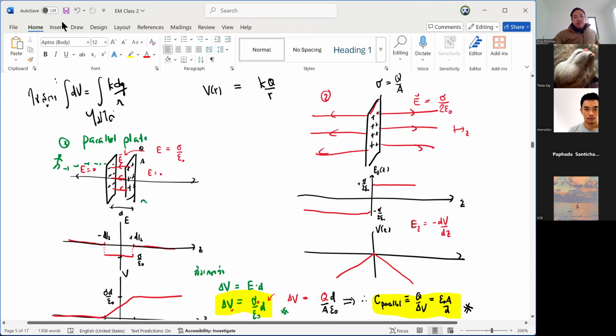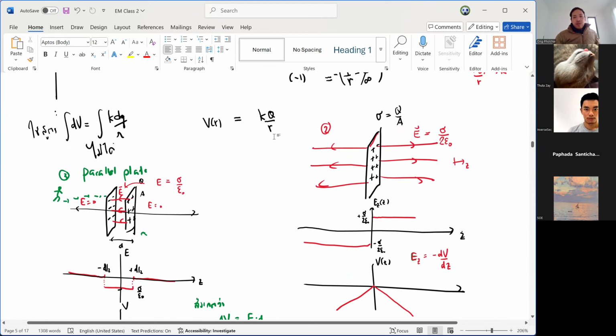And what's interesting, we can look at the second example, which is one infinite plane of charge. The parameter of this configuration would be charge over area, sigma. And then we would continue the same process to write out the formula for the electric field first. So electric field from Gauss's law, we would get sigma over 2 epsilon naught.